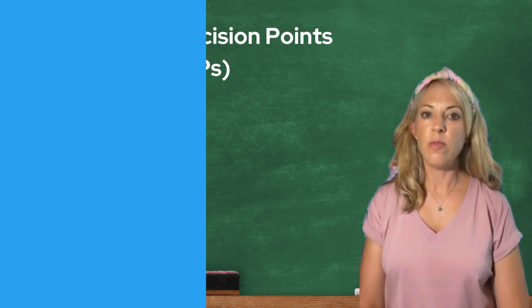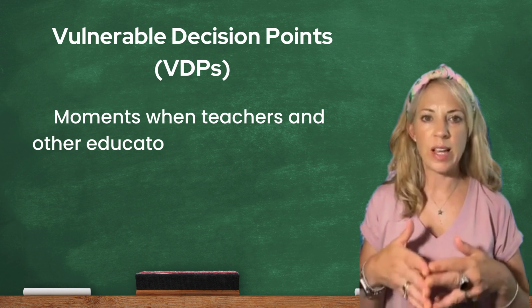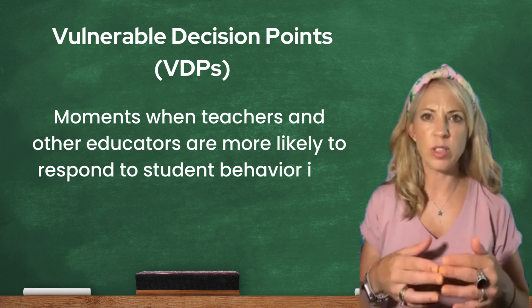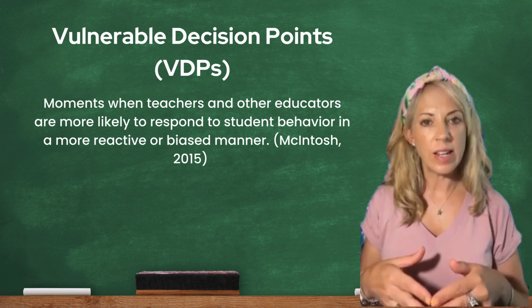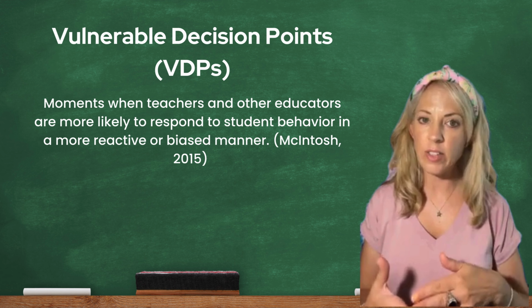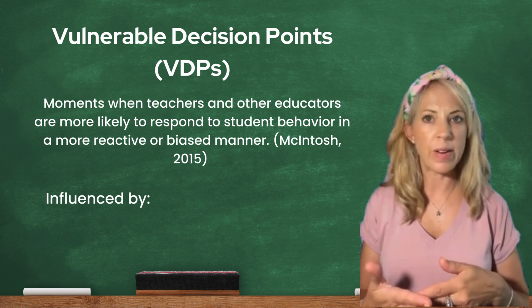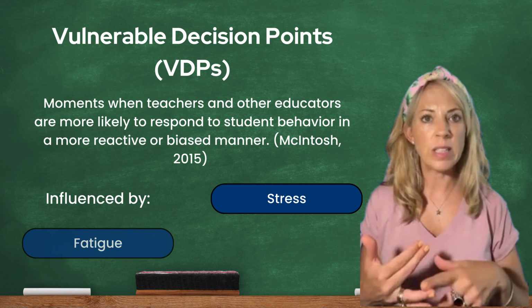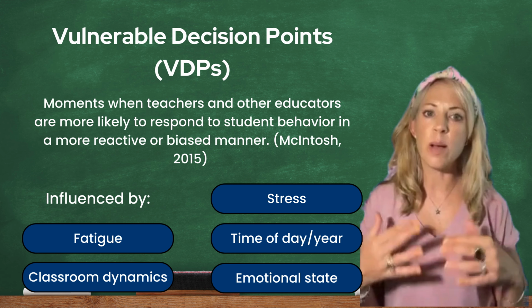Season 3. Vulnerable decision points, or VDPs, refer to moments when teachers and other educators are more likely to respond to student behavior in a reactive or biased manner. The details of the situation as well as the individual both factor into VDPs. These moments can be influenced by various factors such as stress, fatigue, time of the day or year, classroom dynamics, or the teacher's emotional state. Recognizing these points is crucial for maintaining a fair and consistent approach to student behavior.